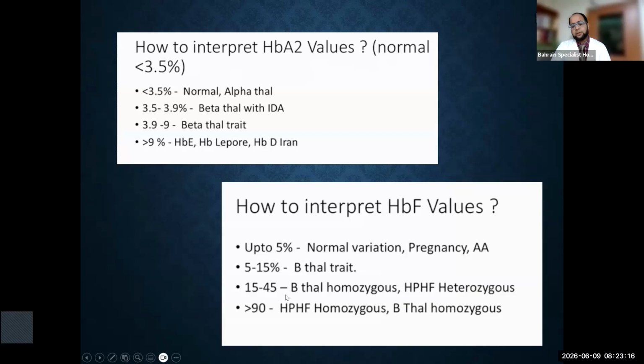The HbF value is normally less than 5, because in some normal adults HbF can also be 3 or 4%. In pregnancy also it will be less than 5. I mean to say it's not exactly 1. It can be slightly elevated because of hemodilution. And in patients of aplastic anemia or a patient on chemotherapy, the values will be around 5. So when there is a slight increase, we have to suspect beta thal trait, and homozygous beta thal is detected when the values are more than 15.